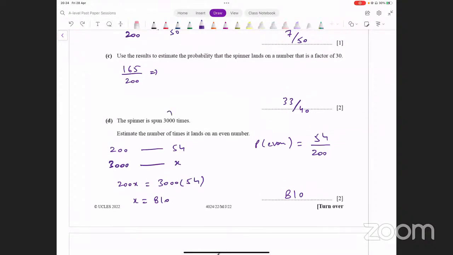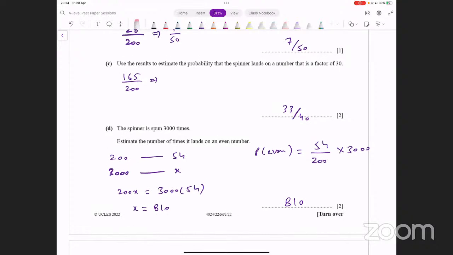तो अगर आप 3000 times spend करते हो तो क्या हो जाएगी? 54 over 200 into 3000. And that would also give you the same result. Okay, so there are always, or in most cases, there are multiple ways of thinking about the same thing. Ratio se bhi kar sakte hain, is tarah se bhi kar sakte hain, probabilities. Okay, and that gives you the same thing as well.